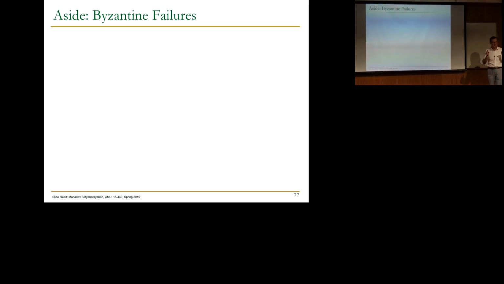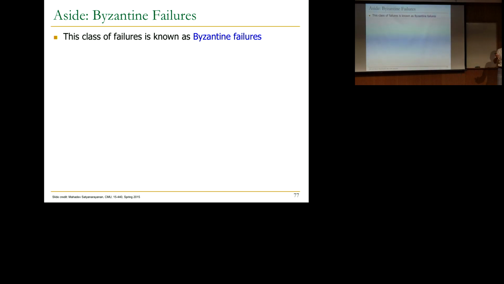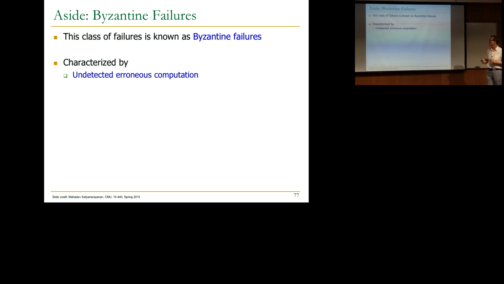I'll take a very quick aside. How many of you know about Byzantine failures here? Distributed systems? Okay, not a lot. So I recommend that you read about it because I'm not going to cover it in detail over here. Basically, row hammer type of failures are actually a classic example of Byzantine failures, in my opinion. Actually, I borrowed this slide from Satya at CMU, who gives this course on distributed systems. And he gives row hammer as one of the three examples of Byzantine failures that happen in real life in a widespread manner. So these failures are characterized by essentially undetected erroneous computation.